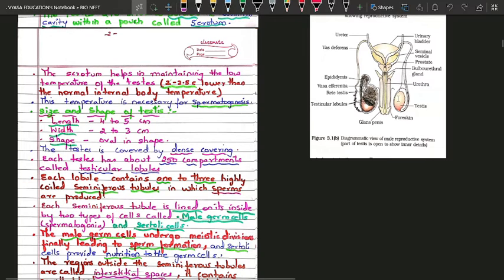Each testis has about 250 compartments called testicular lobules. Each lobule contains 1 to 3 highly coiled seminiferous tubules, in which sperms are produced.